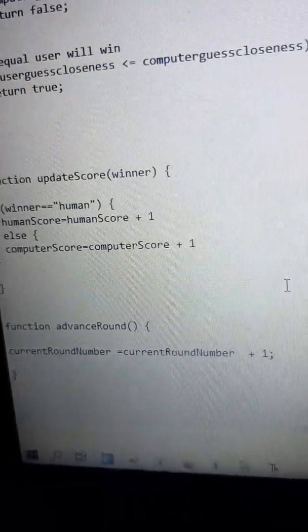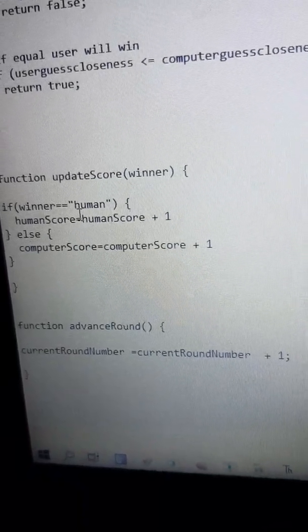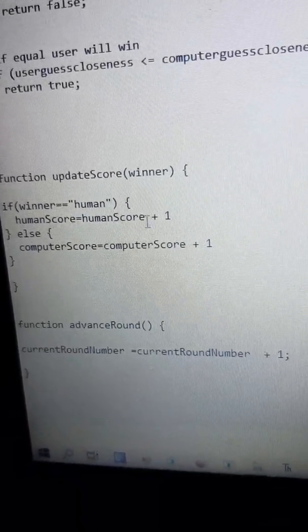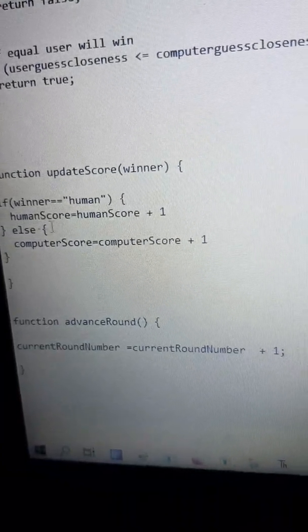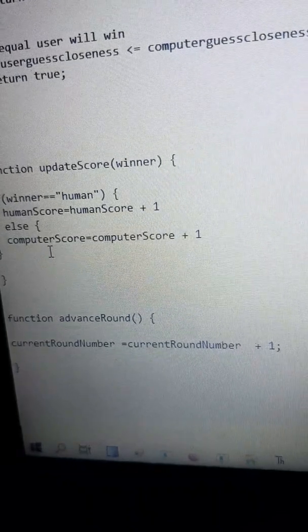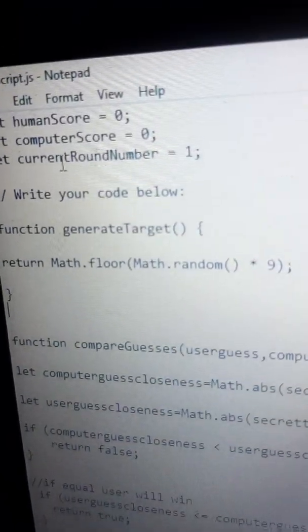And the other function was the update score. Winner came in as a string, either computer or human, and then the human score would be incremented by one, or the computer score plus one, and those are the variables up there, etc.